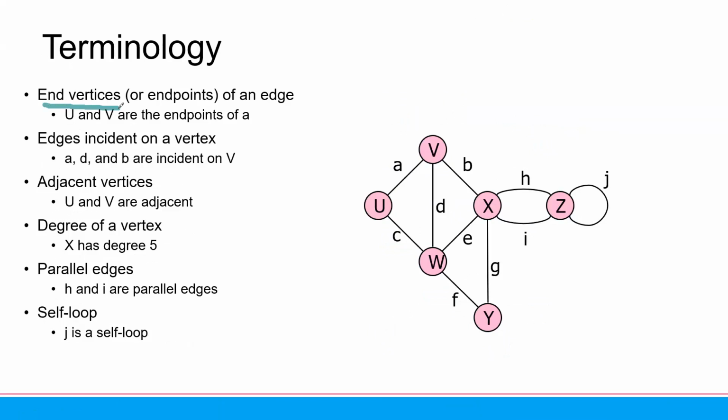End vertices or endpoints. We call them the endpoints or end vertices of an edge. If we have, okay, good. So if we have an edge like this, this is the edge A. So we will have the endpoints, which are U and V. If we have the edge B, then the endpoints will be V and X.